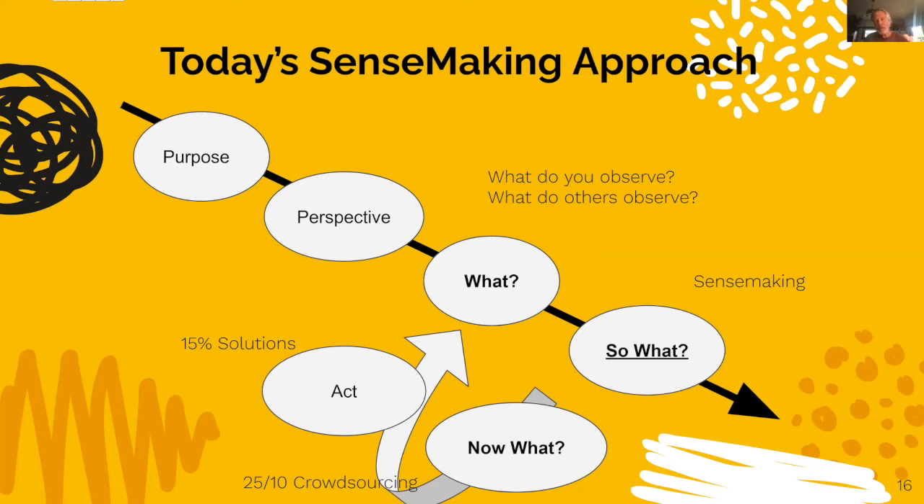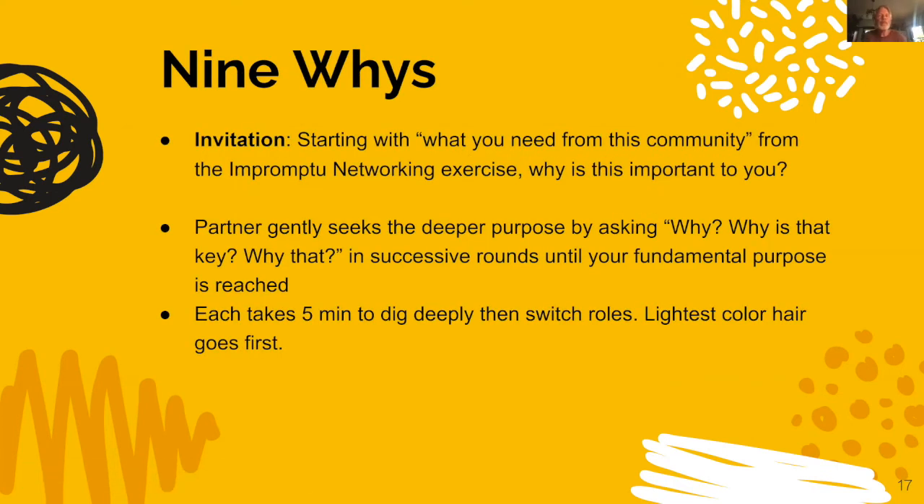And then it's cyclic, because now you're going to have changes in the map as a result of your action, and you go back in the cycle to What. So now you're failing forward or learning forward in a very quick iterative loop. Anyway, that's the approach that I want to bring today. We're going to dig a little bit deeper into purpose.